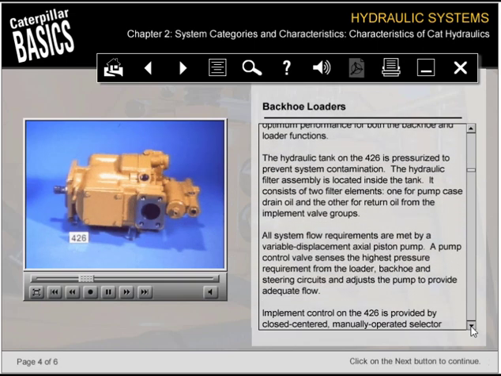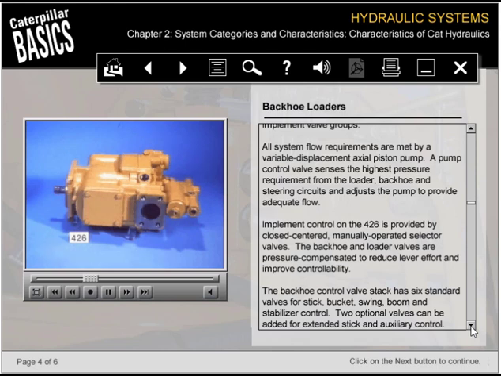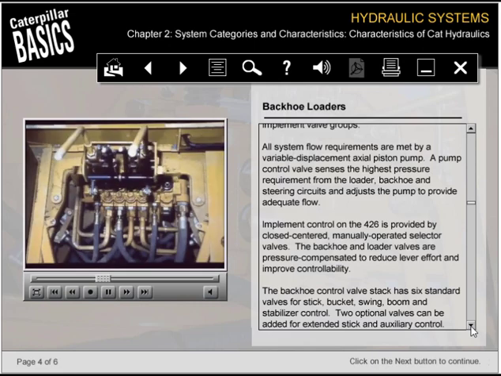All system flow requirements are met by a variable displacement axial piston pump. A pump control valve senses the highest pressure requirement from the loader, backhoe, and steering circuits and adjusts the pump to provide adequate flow. Implement control on the 426 is provided by closed-centered, manually operated selector valves. The backhoe and loader valves are pressure compensated to reduce lever effort and improve controllability.